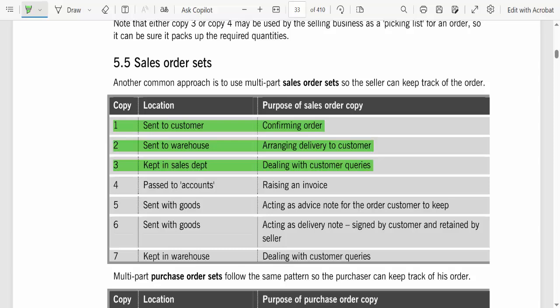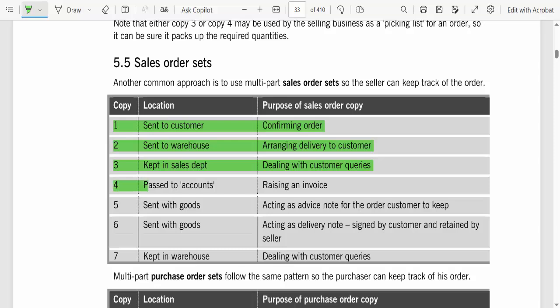Purpose: this copy stays with the sales team, helping them address any questions or concerns the customer may have about the order. Example: suppose the customer calls to check on the delivery status. The sales team refers to this copy to answer questions about delivery timing or order details.